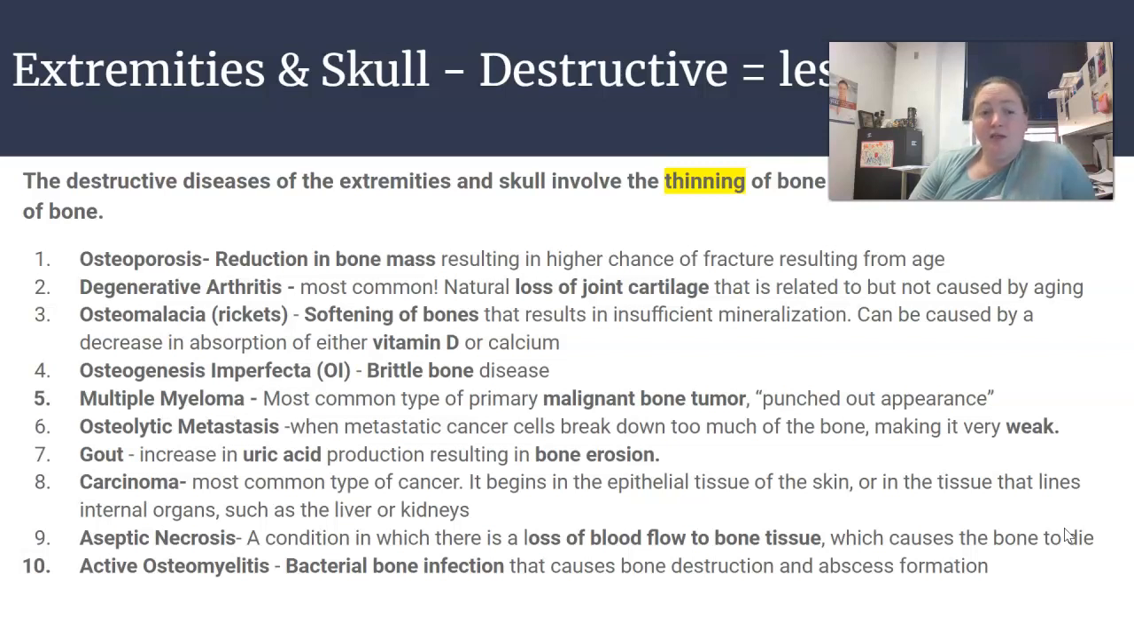It makes it weak. Gout is when there's an increase in uric acid production, resulting in bone erosion, usually in the big toe. Carcinoma. It's the most common type of cancer. It begins in the epithelial tissue. Aseptic necrosis is when there's loss of blood flow to the bone tissue, and then active osteomyelitis is the bacterial bone infection.